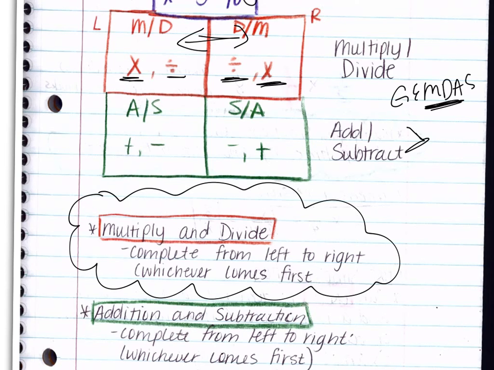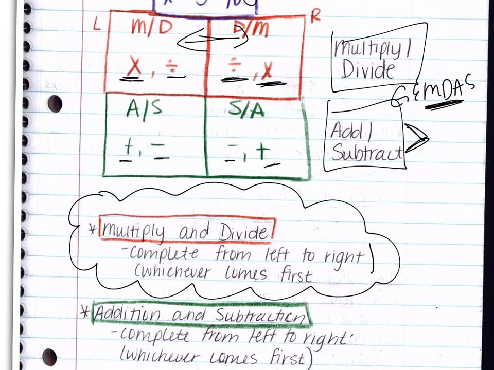Same thing with your adding and subtracting. It is completed left to right, and it is whichever one comes first. So again, if adding comes first, you do that first. If subtracting comes second, you do that second. Same over here. So again, when you're looking at your multiply, divide, and you're adding, subtracting, it's whichever one comes first. So let's look at a couple of examples to see how we work this out.